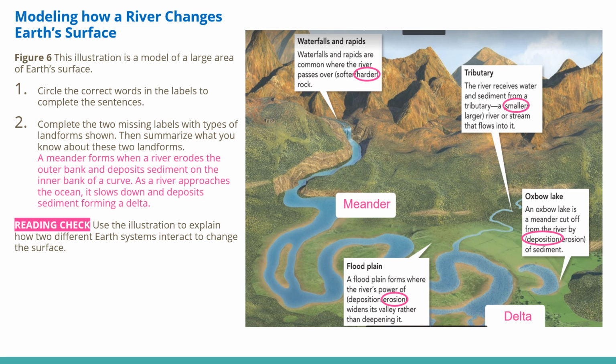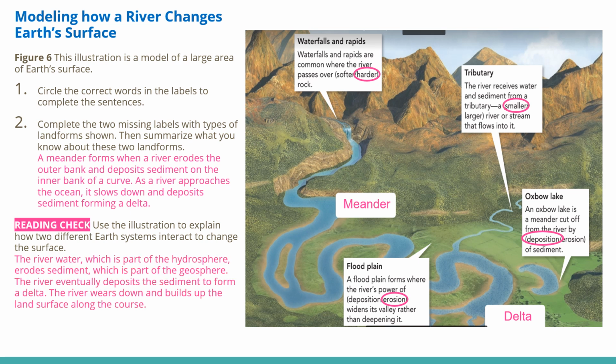Reading check. Use the illustration to explain how 2 different Earth systems interact to change the surface. So the river water, which is part of the hydrosphere, erodes sediment, which is part of the geosphere. The river eventually deposits the sediment to form a delta. The river wears down and builds up the land's surface along the course.